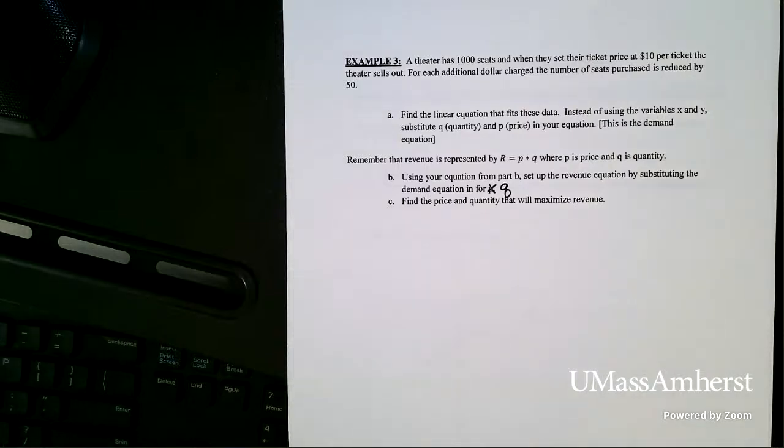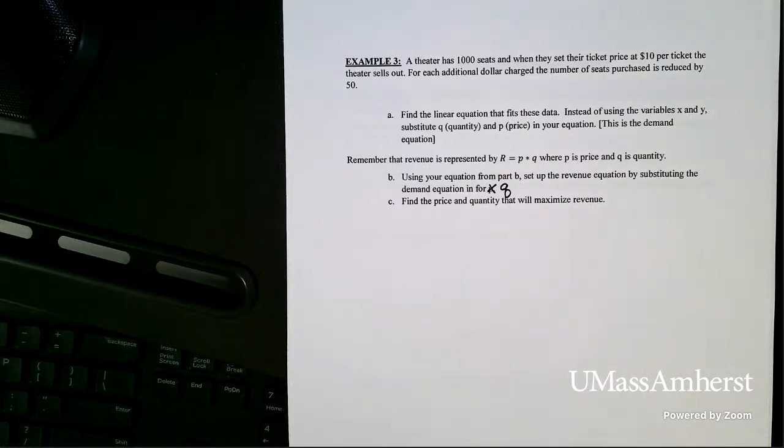So the situation is this: a theater has 1,000 seats, and when they set their ticket price to $10 per ticket, the theater sells out. Okay, so they sell all 1,000 seats. Every time they raise the price by $1, so for each additional dollar they charge, the number of seats is reduced by 50 that people are willing to buy.